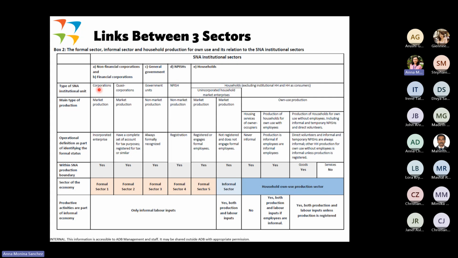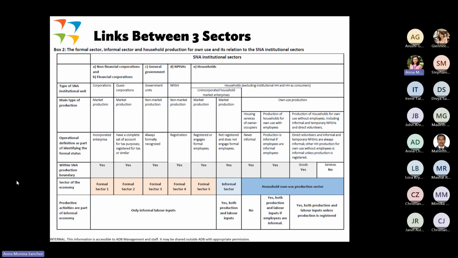Okay, and then we have the delineation on the sector of the economy. So non-financial all the way to households that are registered are part of your formal economy, highlighted in orange. We have the informal sector, these are unincorporated household enterprises that are not registered and do not engage formal employees. And then as for own use production, they're part of the household own use production sector.